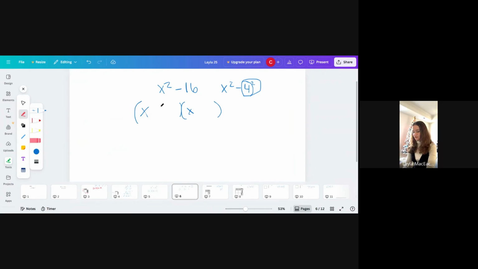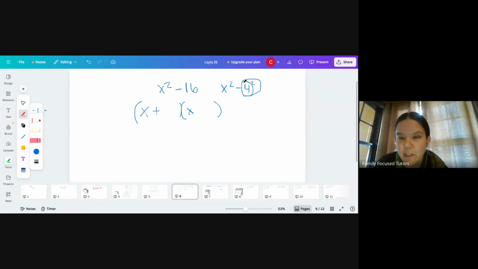X plus 4 and x plus 2. Not x plus 4 and x plus 2. I would have x plus 4 and then x minus 4, because we use the same factor because it's 4 times 4. So 4 times 4, because we have to have our last number to be negative 16.